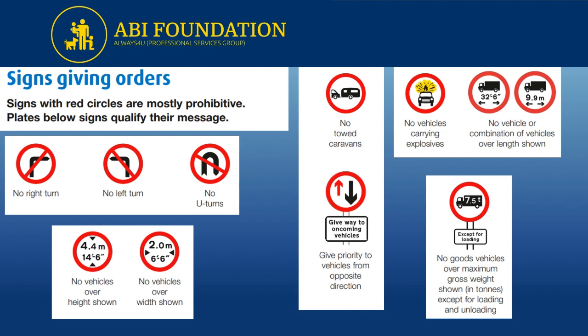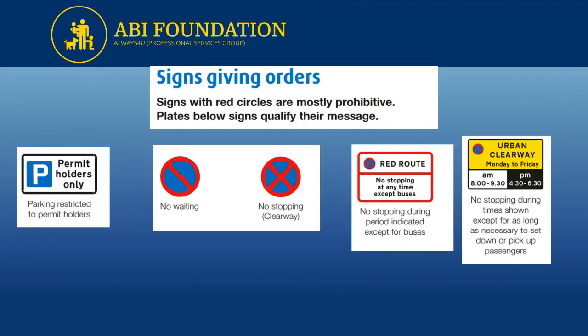Again, anything which is in a red circle, those are orders, and red circles are the most prohibitive ones. First of all you need to know the shape of the signage, then you need to know the color and then the information. If the shape is circular, it means it is giving an order. If it is red, it is prohibitory. Again, very important two signs.